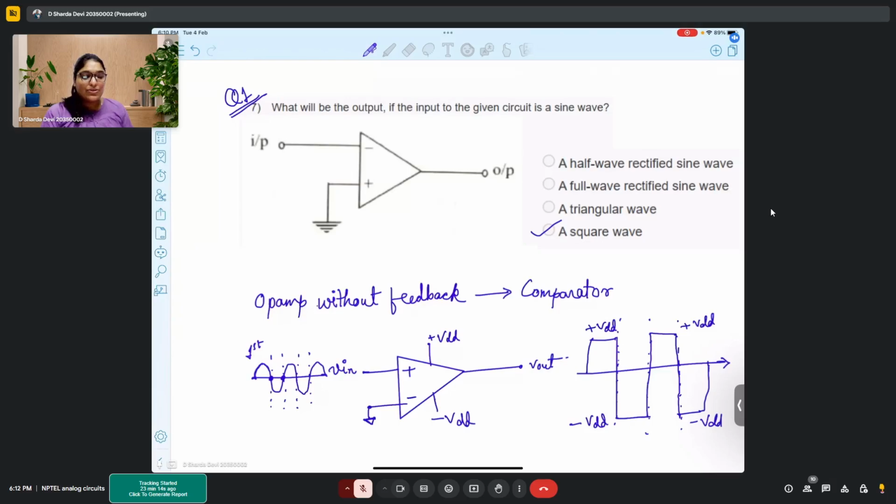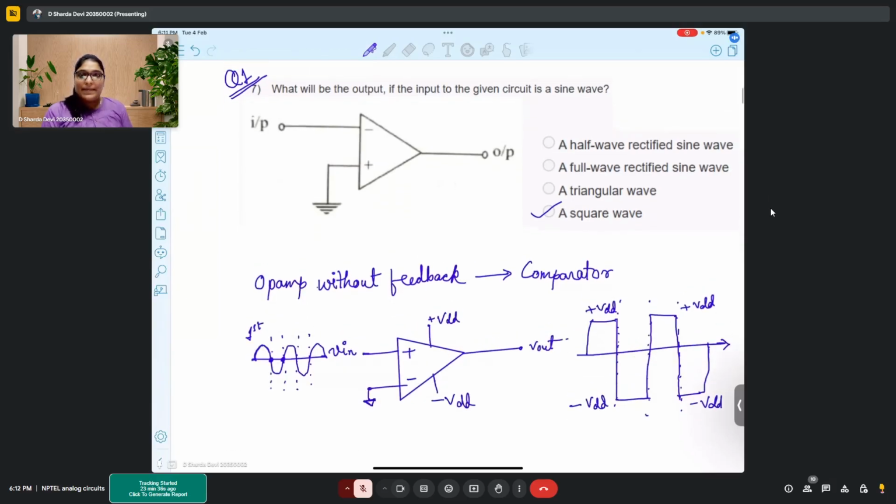And when you use those kind of feedback circuits, resistor based feedback circuits, to get square waves out of sine waves, we call those circuits Schmitt triggers. Ideally, in a Schmitt trigger, you use a positive feedback along with resistors. So this is how a comparator works.